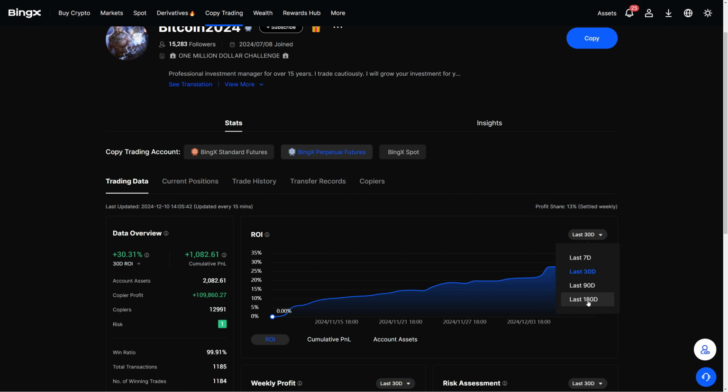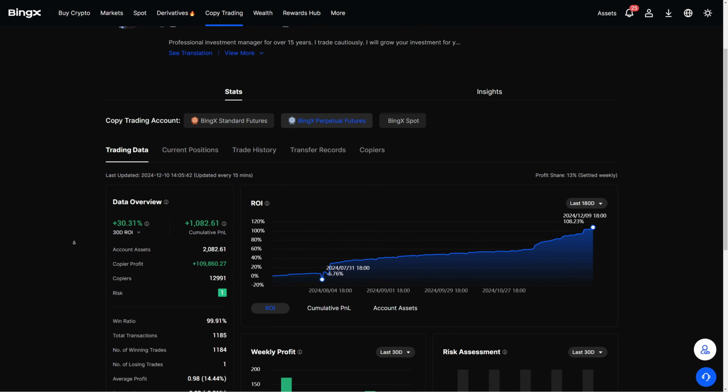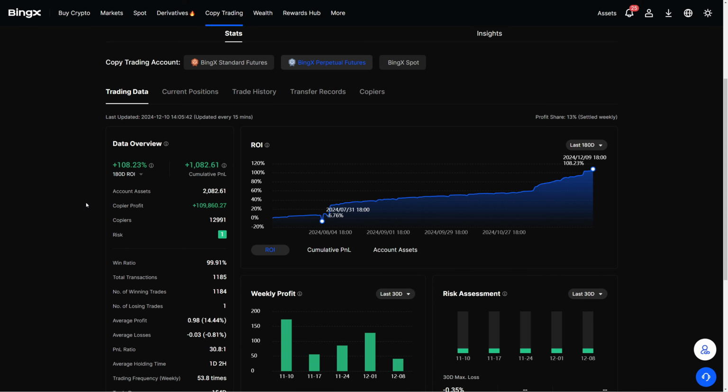For example, first let's go to the last 180 days, and there we can see this guy has a very steady equity curve with very minimal drawdown. So this definitely looks great. The last 30-day ROI is 30%. We can also look at the last 180 days, and this is very, very good. 108% in the last 180 days is great.